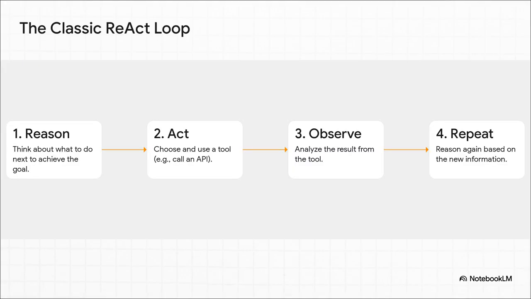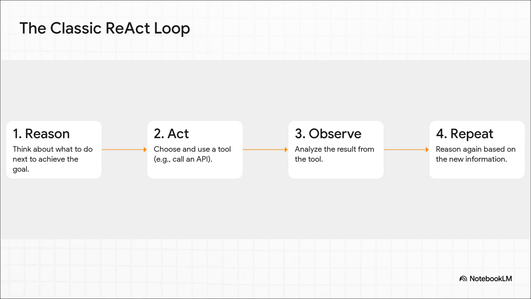One of the most common ways this works is a simple but really powerful loop called REACT. It stands for Reason and Act. It's just what it sounds like. First, the agent reasons about what it should do. Then it acts by picking a tool. It observes what happens. And then, based on that new information, it reasons all over again, repeating that cycle until the job's done.